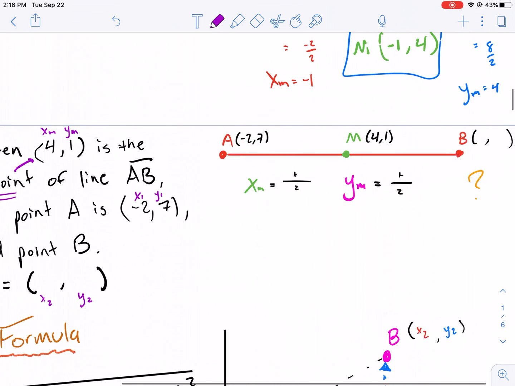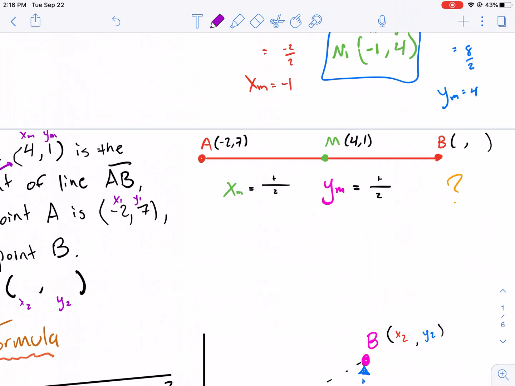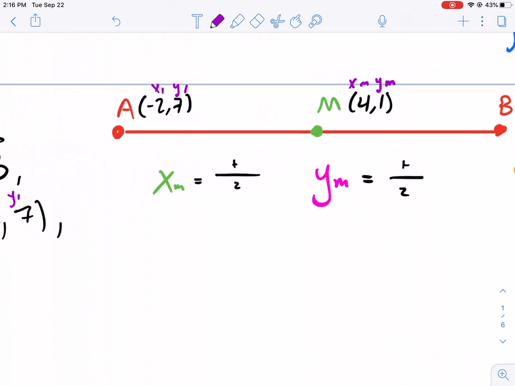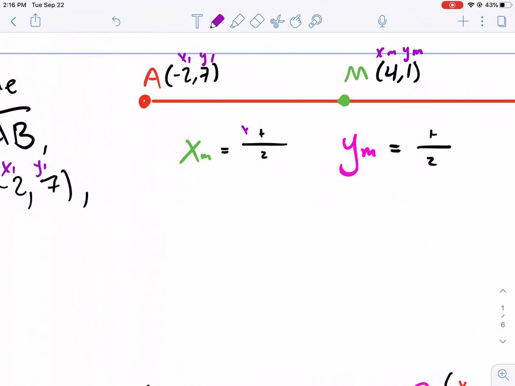Now, so let's go over here and label these points here. So we already called this one X1, Y1. We call this guy XM, YM, and X2, Y2. We are looking for it. Those are our unknowns. So we're just going to leave them like that. Now, what do we know? Well, we know that XM is equal to X1 plus X2.